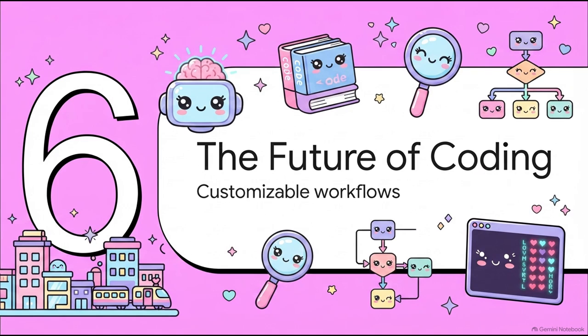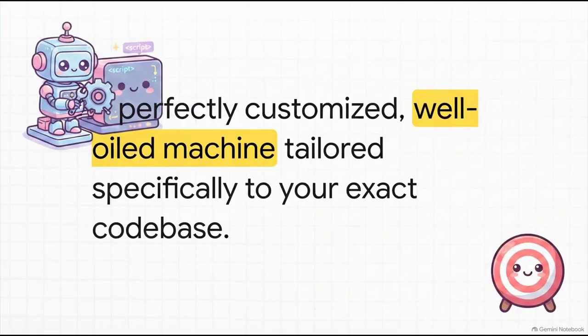Which brings us to our final section, Section 6, the future of coding. So what does this actually mean for the everyday software developer over the next year or two? Well, while out-of-the-box tools are fantastic today, the ultimate goal is getting to a workflow where your coding agent works alongside you as a perfectly customized, well-oiled machine, something tailored to your exact codebase, your specific habits, and your unique deployment pipelines. Investing the time to really understand and build upon a self-extensible harness right now is going to pay massive dividends when these systems inevitably become the industry standard.